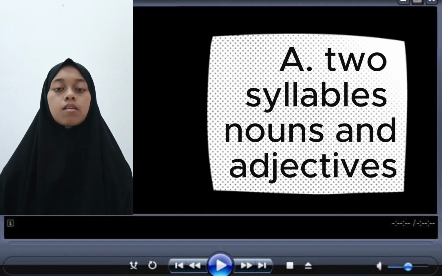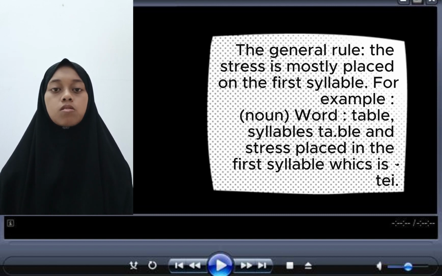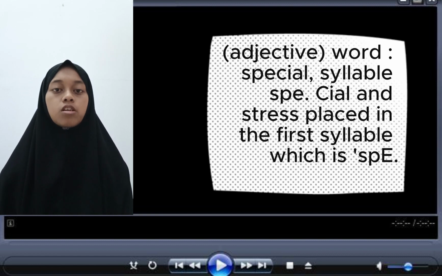Two syllables, nouns and adjectives. The general rule: the stress is mostly placed on the first syllable. For example, for nouns, the word table has the syllables ta and ble, and the stress is placed on the first syllable, which is ta. And second, adjectives, the word special, syllables spe and cial, and the stress is placed on the first syllable, which is spe.